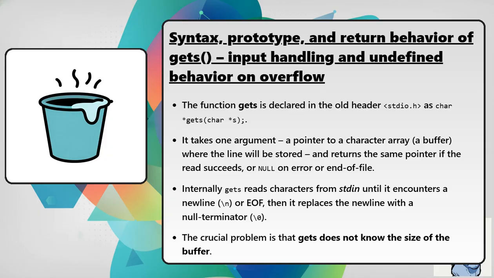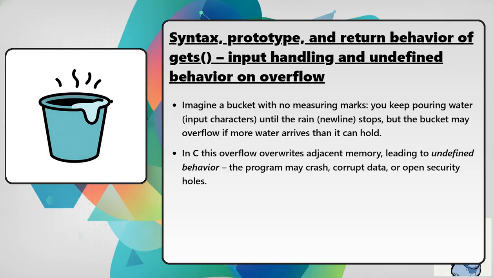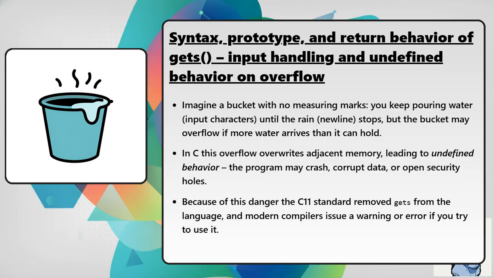The crucial problem is that gets does not know the size of the buffer. Imagine a bucket with no measuring marks. You keep pouring water, input characters, until the newline stops, but the bucket may overflow if more water arrives than it can hold. In C, this overflow overwrites adjacent memory, leading to undefined behavior. The program may crash, corrupt data, or open security holes. Because of this danger, the C11 standard removed gets from the language, and modern compilers issue a warning or error if you try to use it.